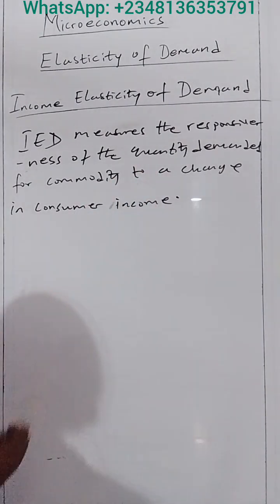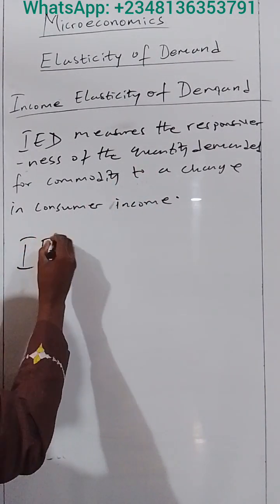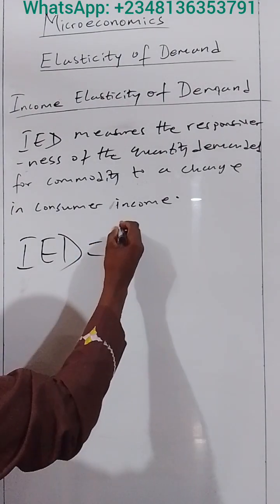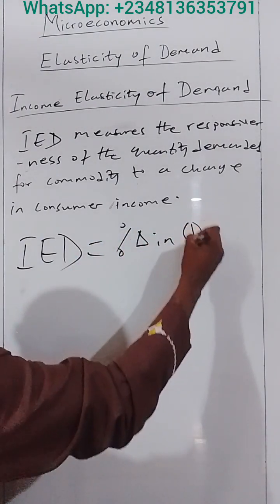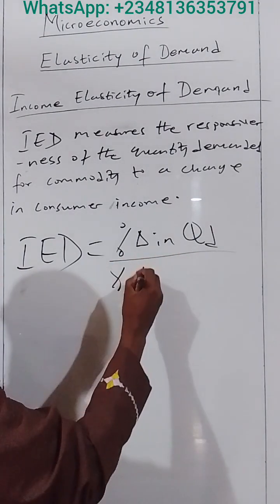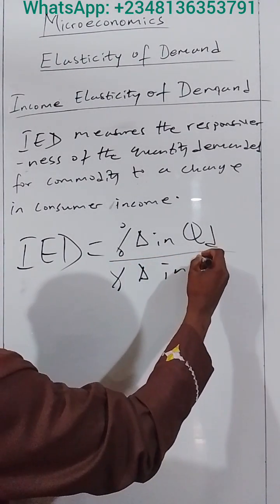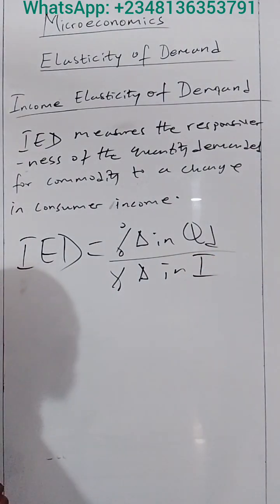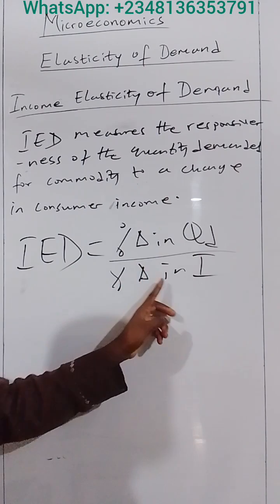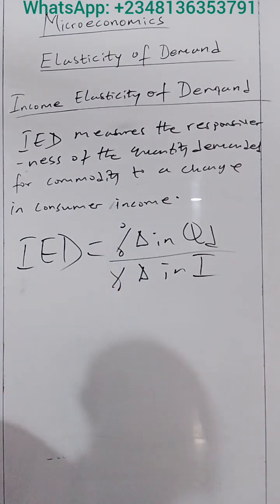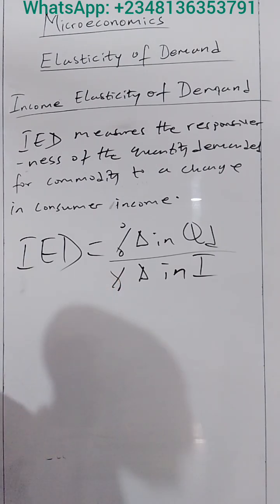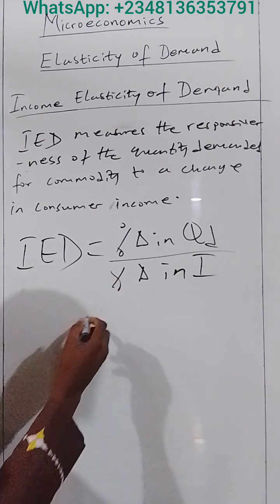Measurement of income elasticity of demand. Income elasticity of demand can be measured by the formula: percentage change in quantity demanded for a commodity divided by percentage change in income. Percentage change in the quantity demanded for the commodity in question divided by percentage change in income. This will give us the coefficient of income elasticity of demand.